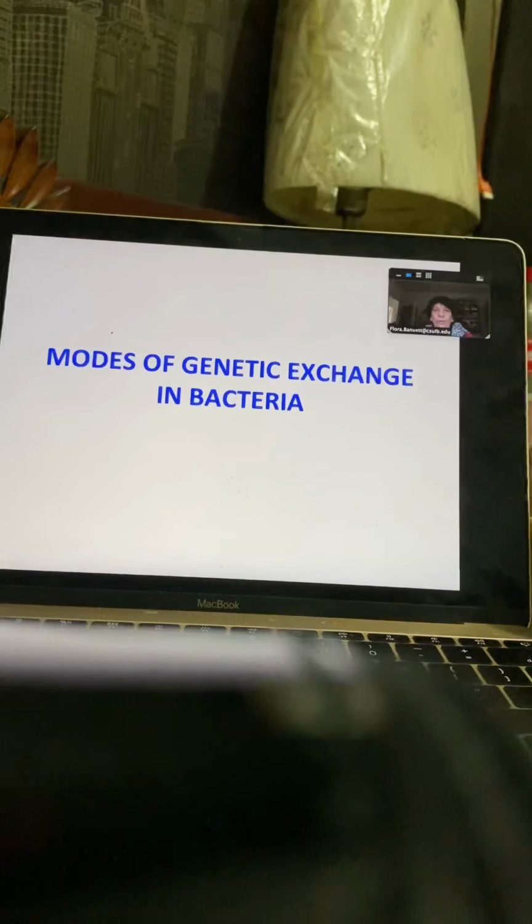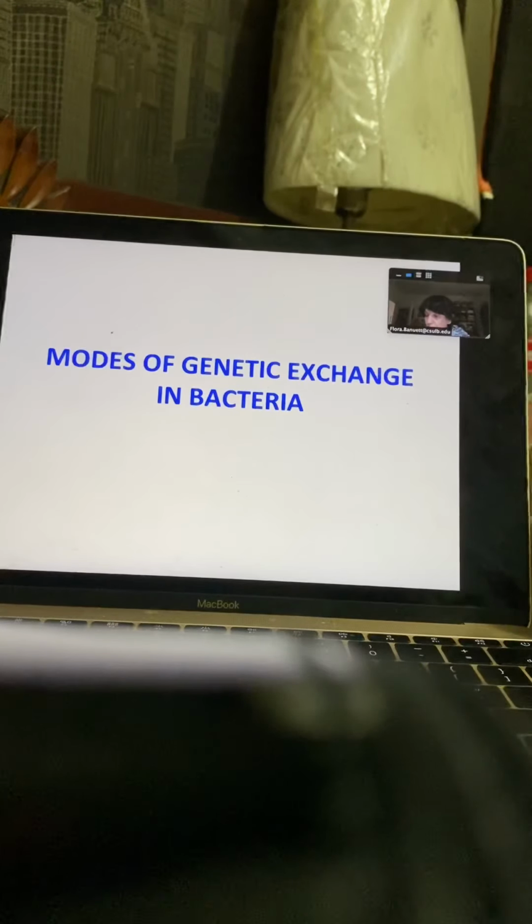So now I'm going to go into modes of genetic exchange in bacteria. That is how bacteria exchange information. In higher organisms, there is mating, and then you have the whole process of meiosis where they exchange information. Bacteria don't do meiosis, but bacteria do exchange information.